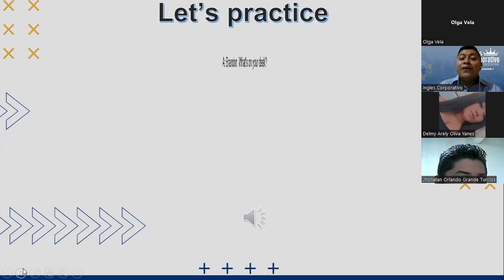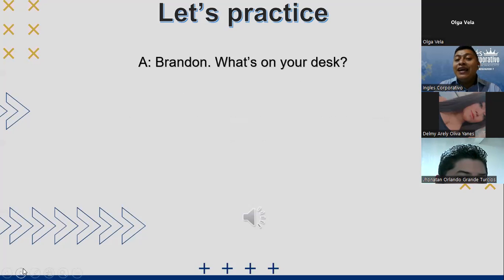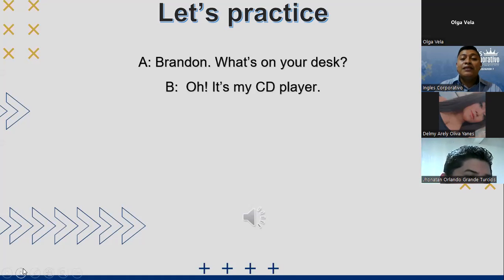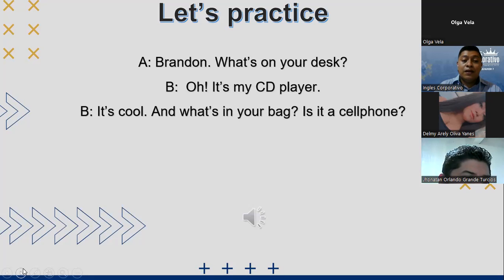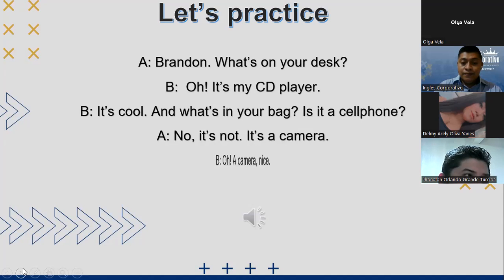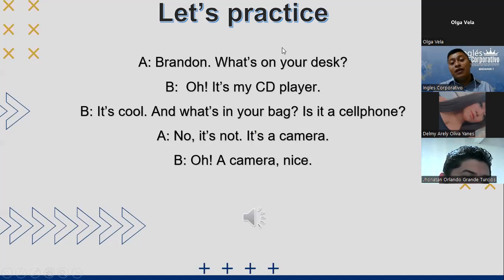Conversation number three. Now look at this. What's on your desk? Brandon, what's on your desk? Oh, it's my CD player. It's cool. And what's in your bag? Is it a cell phone? No, it's not. It's a camera. Oh, a camera. Nice. En esta conversación están utilizando preposiciones de lugar.